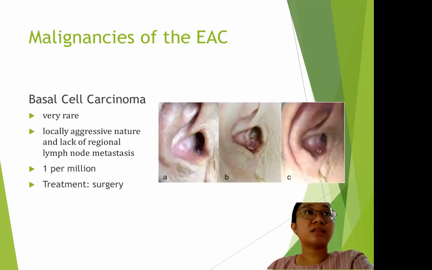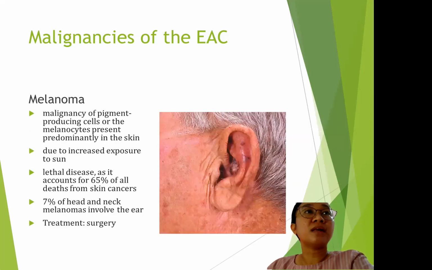Second is basal cell carcinoma. This is very rare, occurring in 1 per million population. Usually, they are locally aggressive in nature and lack regional lymph node metastases. Treatment is still surgical.